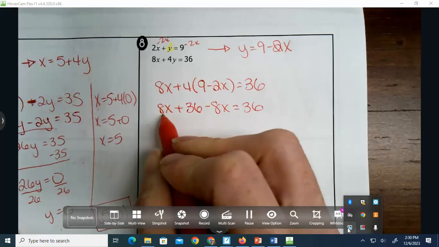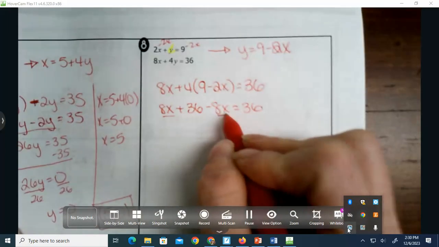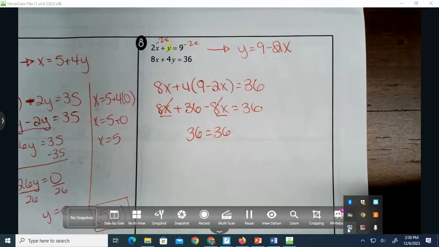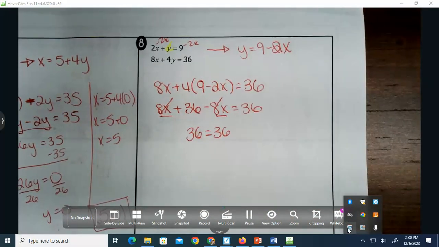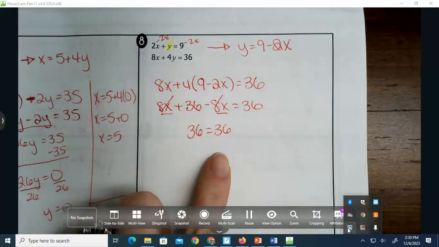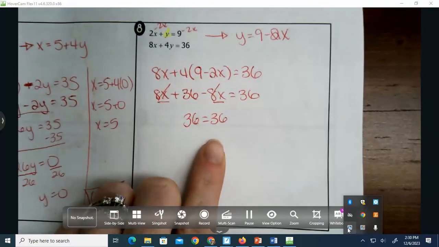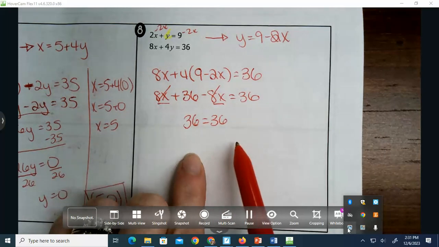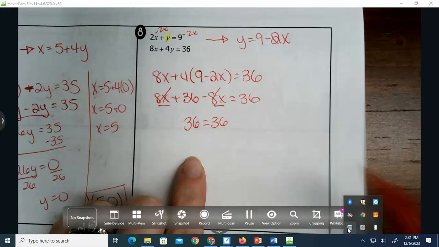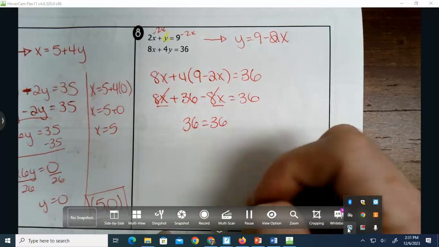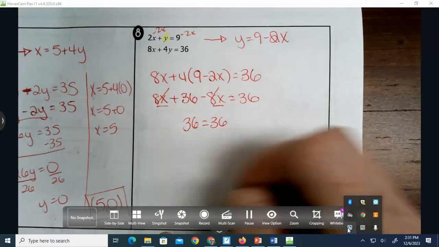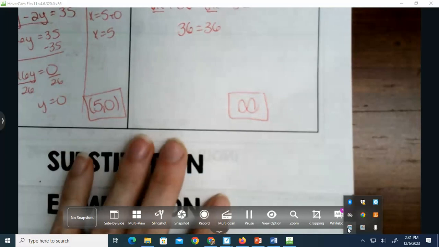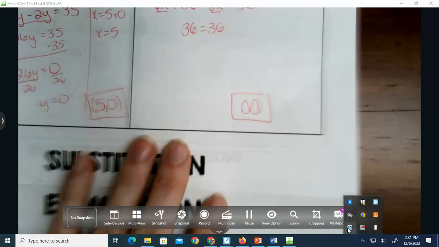Okay, what is 8x and -8x? So those cancel. So we have 36 equals 36. You might have subtracted 36 and got 0 equals 0, but at this point, there's no variable. What's my answer? Infinite. If I have a true statement after my variables are gone, 5 equals 5, 0 equals 0, 36 equals 36, that means they're the same line, so it's infinite solutions. If I have 0 equals 4, or something that's false, that's when it's no solution.